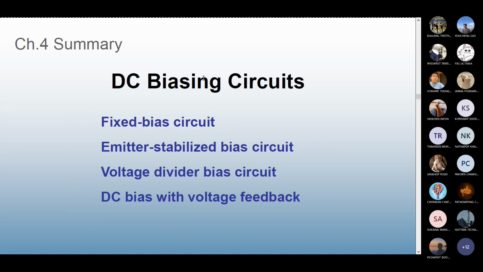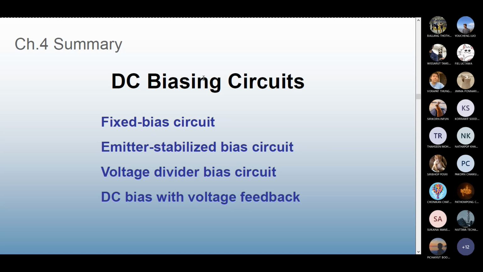I started by talking about biasing. Biasing means the act of applying DC voltage or DC input to your transistor so that it can turn on and amplify signals. But how do we do the DC biasing? We have to construct circuits. In the circuit, you'll have a DC source, some resistors, the amplifier itself, and definitely a capacitor.